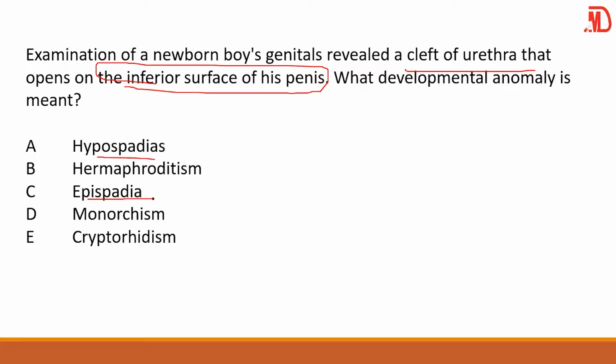Now, if they tell you it is superior, definitely to be what? Epispadia. So take note of these two things. Now, in the absence of any testis, we call it cryptorchidism. That's absence of a testis, or it was not able to descend down. That's what we call it.